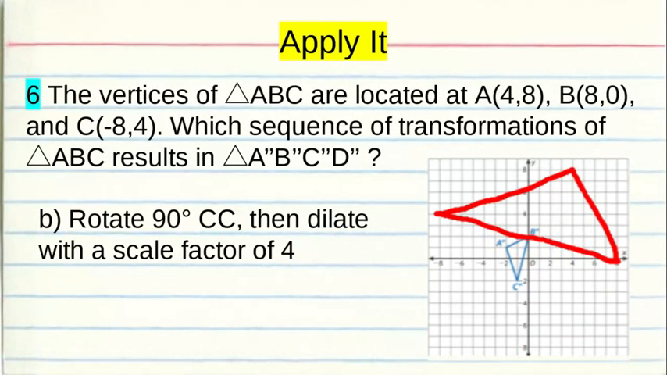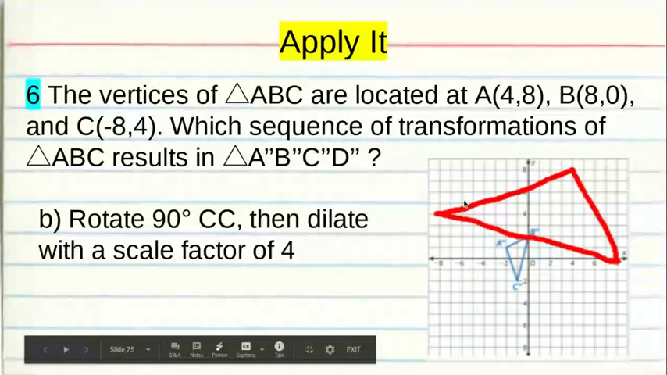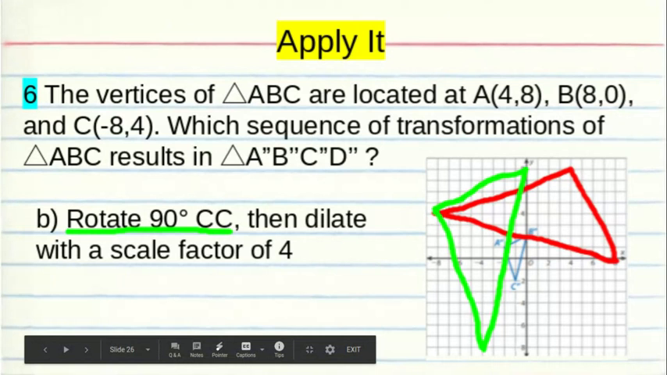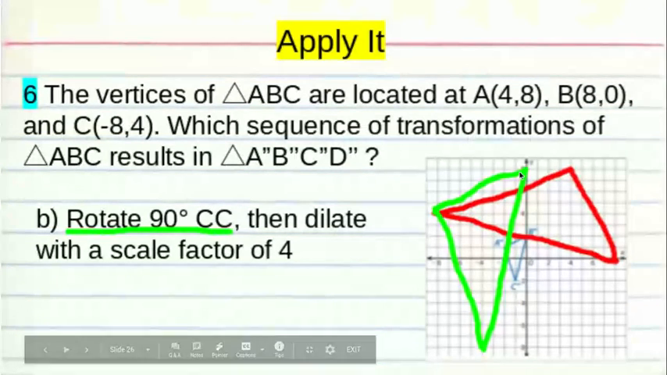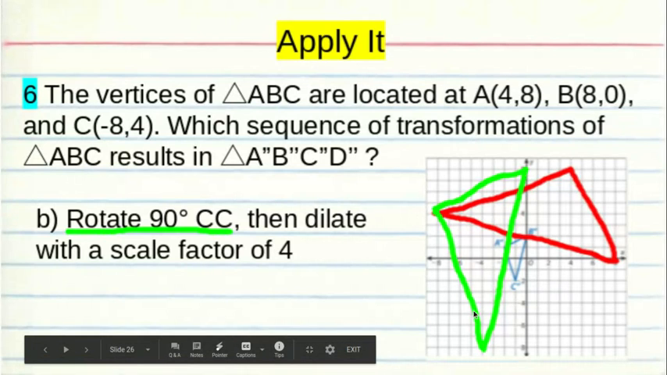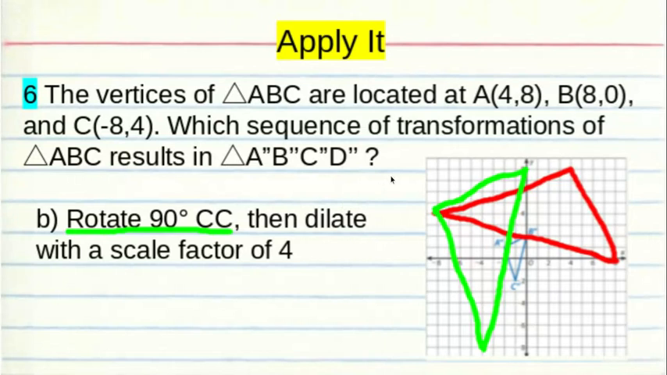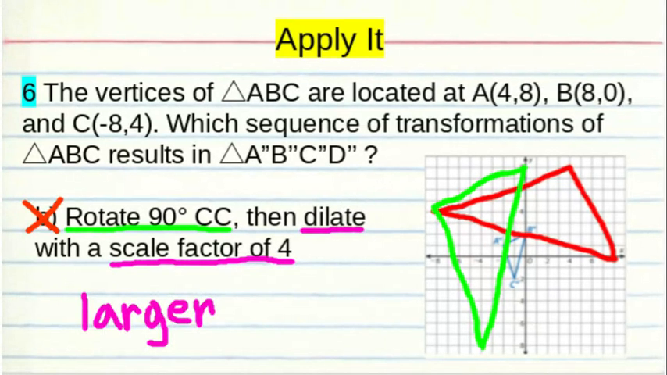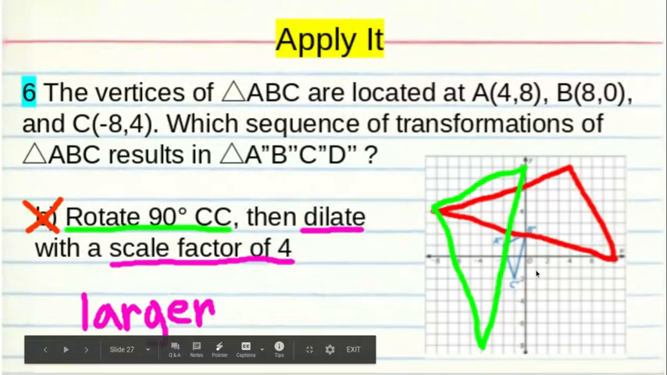If we look at question B, again, we have our original figure here in red. It's starting by asking us to rotate 90 degrees counterclockwise, and when we do that, it moves to these points here. Then from there, it asks us to dilate with a scale factor of 4. Again, we want our final image in blue here to be smaller, so if we have a scale factor greater than 1, we know it will just get larger, so it must not be correct either.